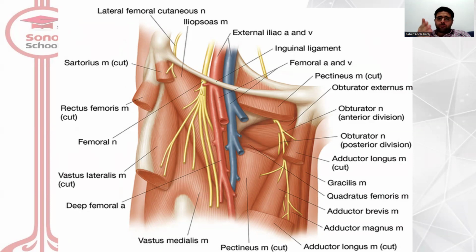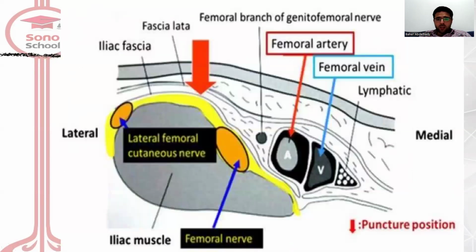The femoral nerve passes behind the inguinal ligament, just lateral to the femoral vessels. If we see here, from the medial is the femoral vein, femoral artery, femoral nerve, and this is the inguinal ligament at the level of the inguinal crease.